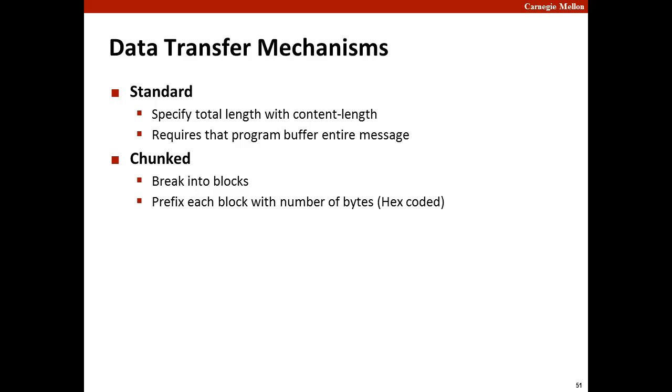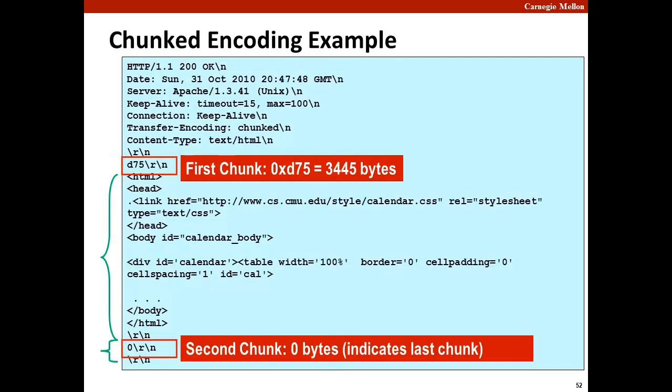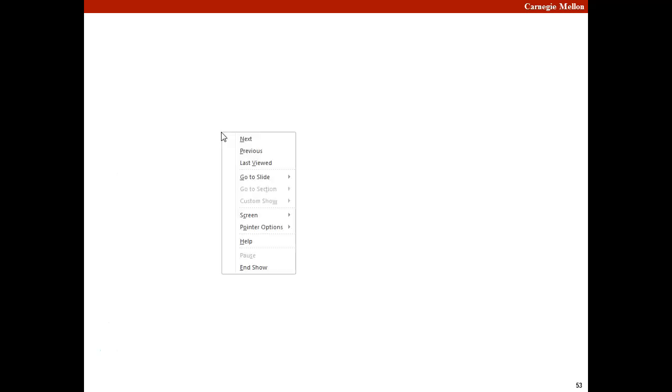Okay? So we prefix each block with the number of bytes, and that tells us how big a buffer we need. You can see that the last chunk has a chunk size of 0, which indicates we're done. So you don't know how many chunks there are. You just keep going until you get a 0-size chunk.